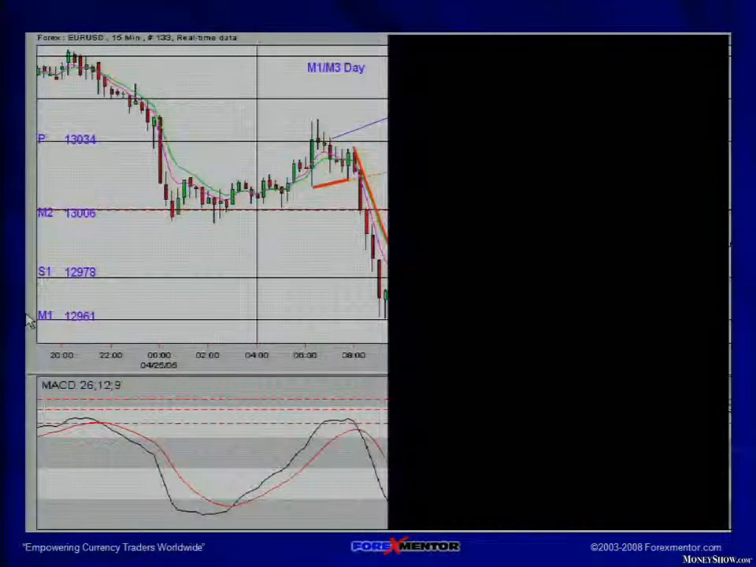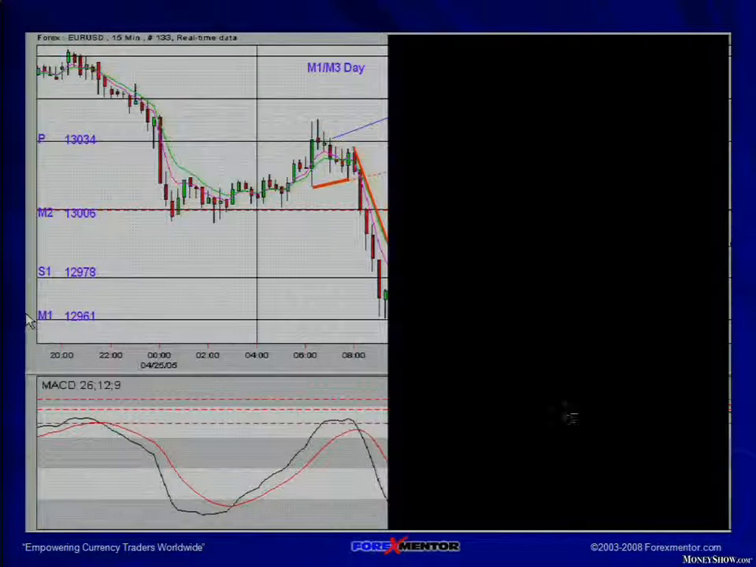On this particular day, for the euro, you can see the euro trending down, swooning down. It stops right here. What is this?